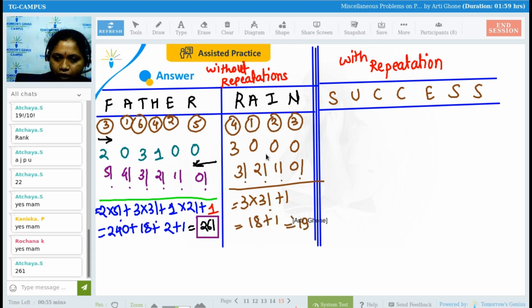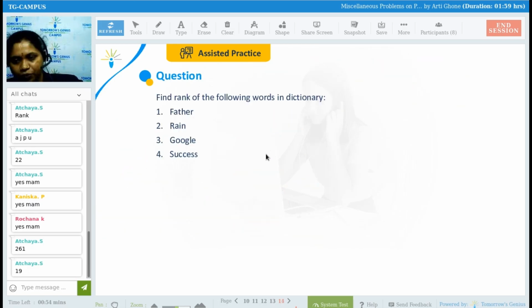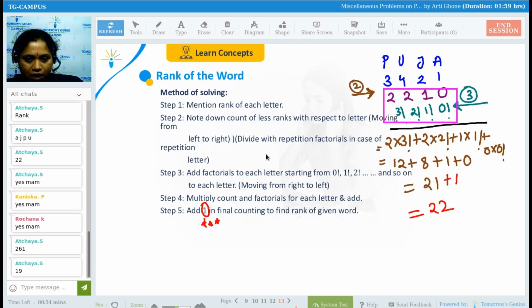So what is the rank of the word rain? Whatever the letters forming the word rain, the one really important thing is: don't forget that complementary one. Okay. Now what to do about repetition? Before that we'll take question C.